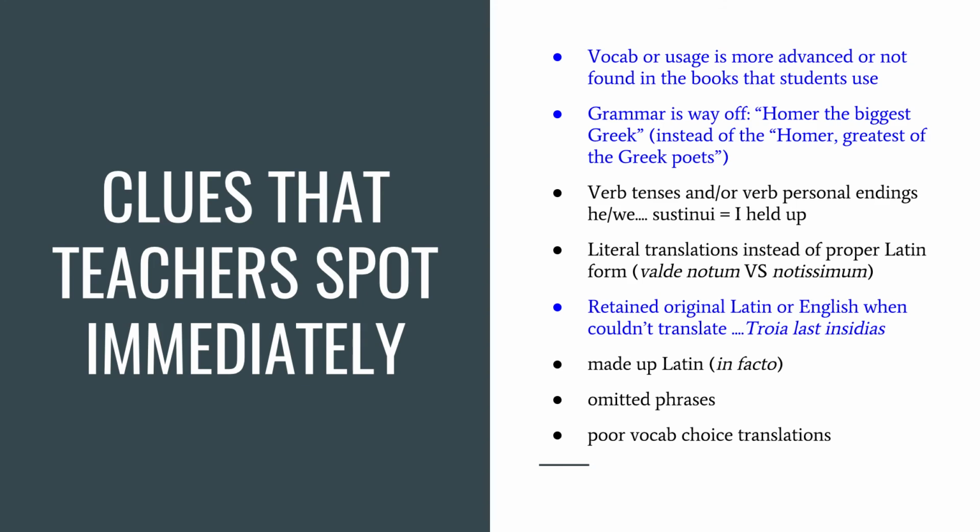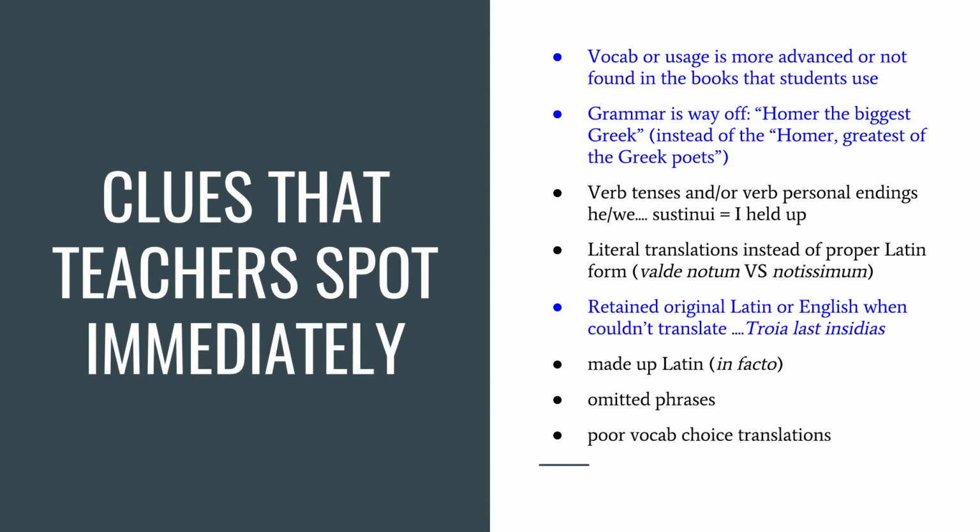Number one is the vocab or the usage is more advanced or not found in the books that students use. In Latin 1, we have a book called Ecce Romani, which gives English words for the Latin words that you'll see. And when students use words that are different, say the word domus is a Latin word. It means home or house. So if I see domicile in a translation, I'm going to suspect right away that the student's gone outside of the realm of the textbook that we're using to look for help.